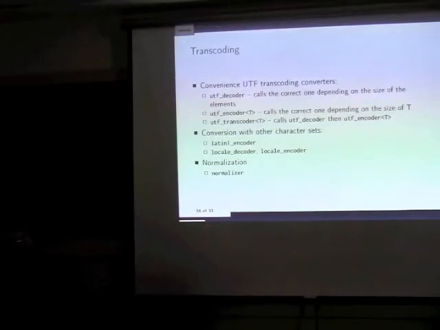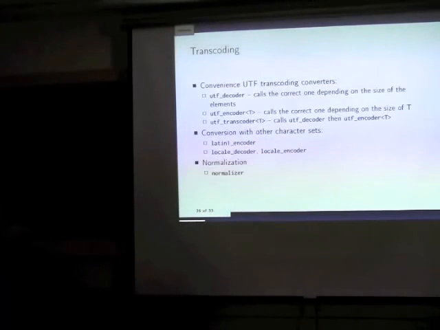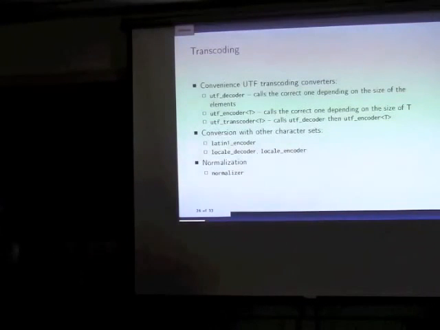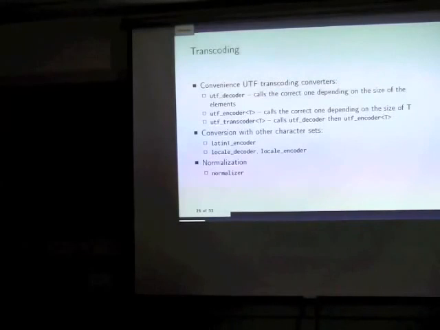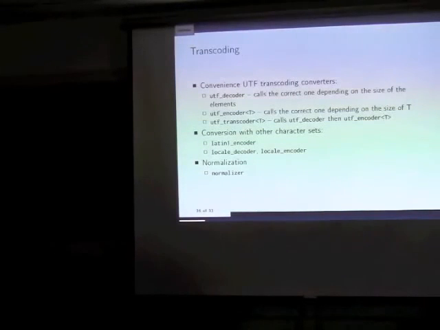We've got the Latin-1 encoder, which is basically just a cast, because Latin-1 is fully compatible with the Unicode character set, except when you are in UTF-32. But when you have UTF-8, you have to re-encode it because the 8-bit characters are different in UTF-8. The locale decoder just composes the transcoder I showed before. And the normalizer calls decomposition, then composition.